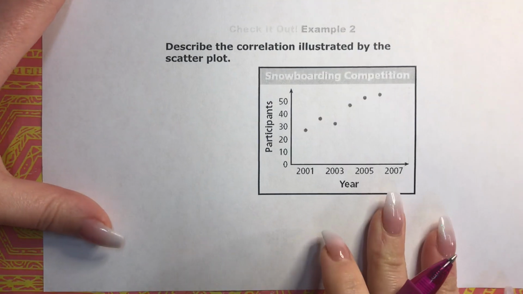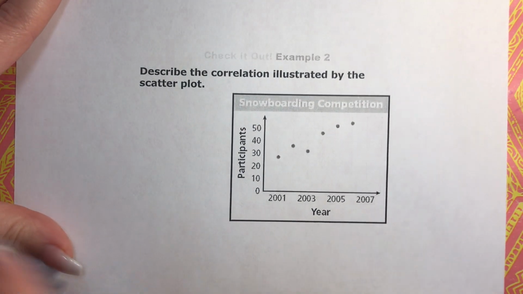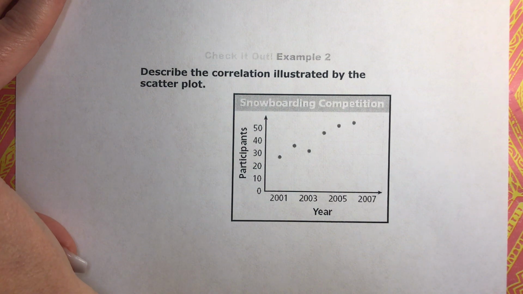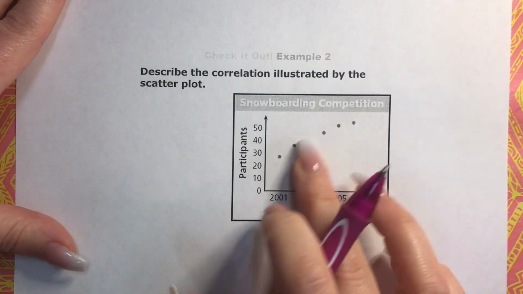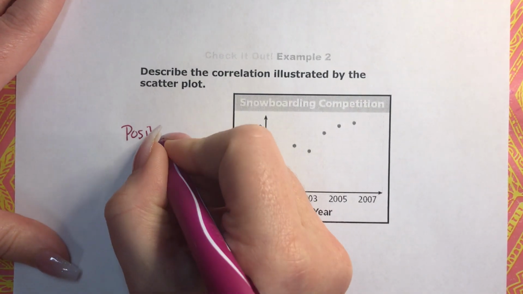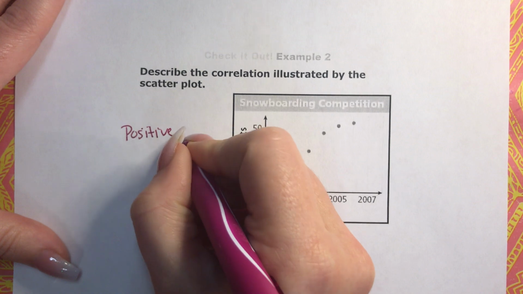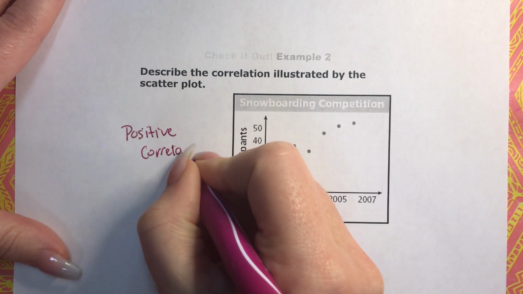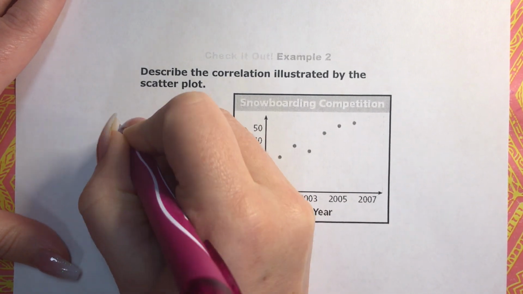Let's look at this one, example 2. What do you think this is? Well, to me, this looks like it's going up too. It looks like it's a positive correlation. What do you think? Positive correlation.